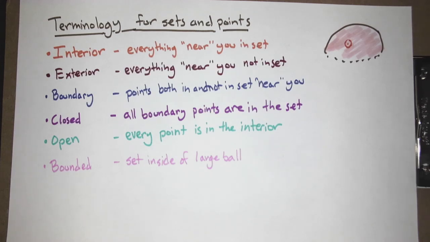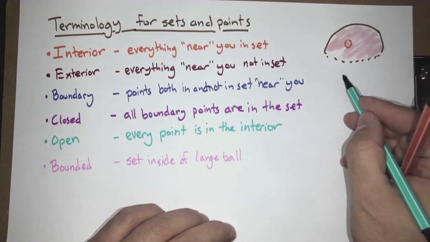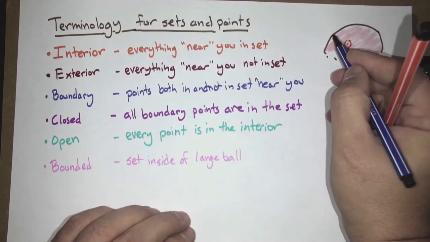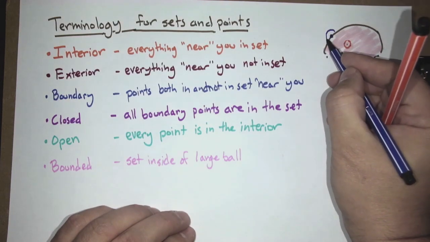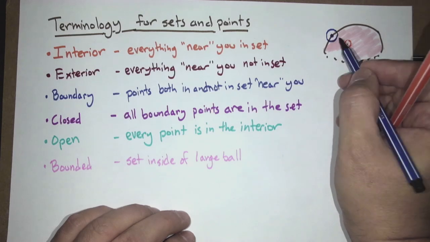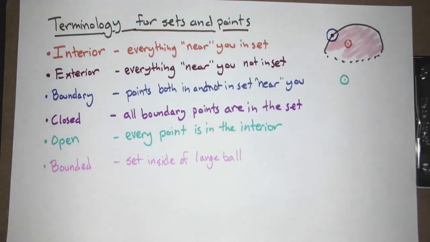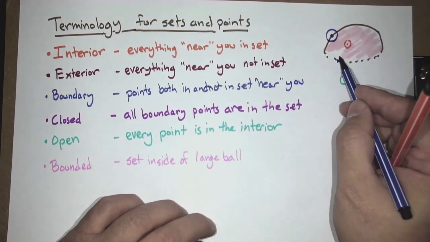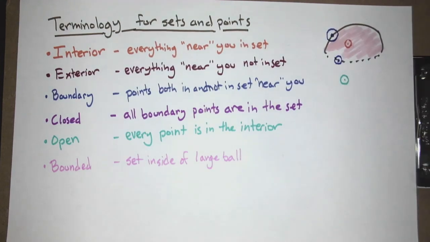How do you know if you're on the outside? You're on the outside if everything near you is also on the outside. Well, what's between the inside and the outside? The boundary. How do you know if you're on the boundary? Well, you're on the boundary if you look nearby, there's always something on the inside and something on the outside, no matter how closely you look nearby. Now, the boundary could be part of your set, but it doesn't have to be. It could be something that's not in your set.